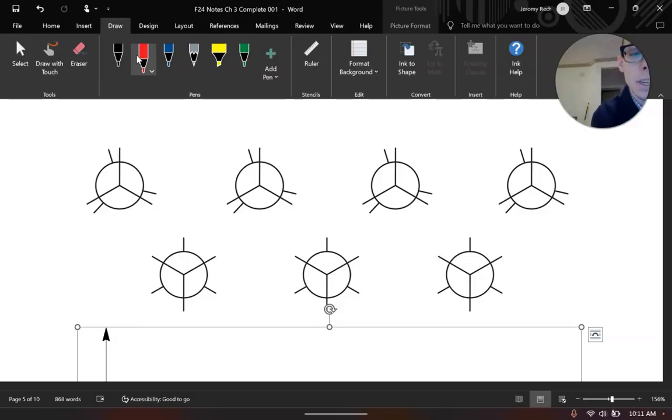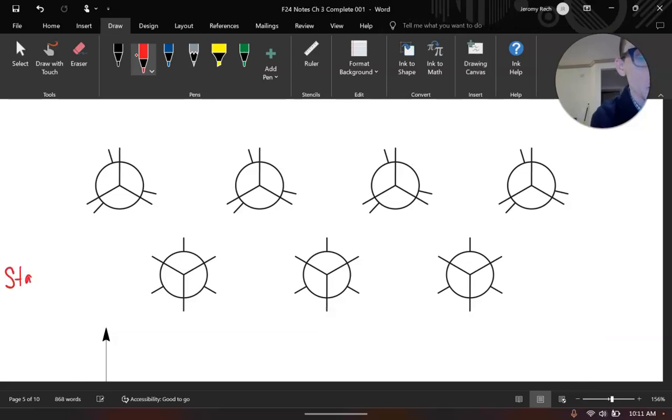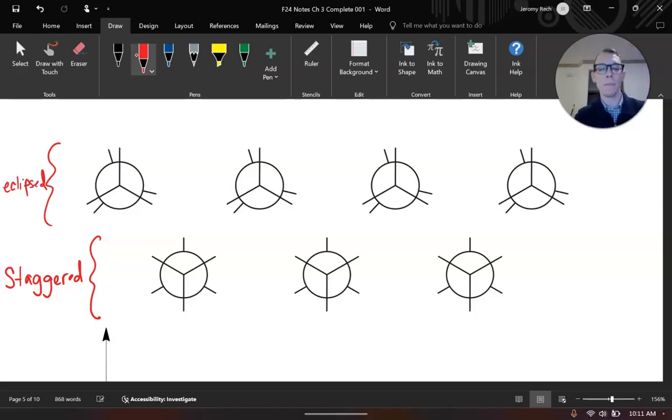So when we are completely spread out, like we see in these bottom three, that is our staggered conformation, which are going to be all of these. And then our eclipsed are going to be the ones when they're on top of each other.